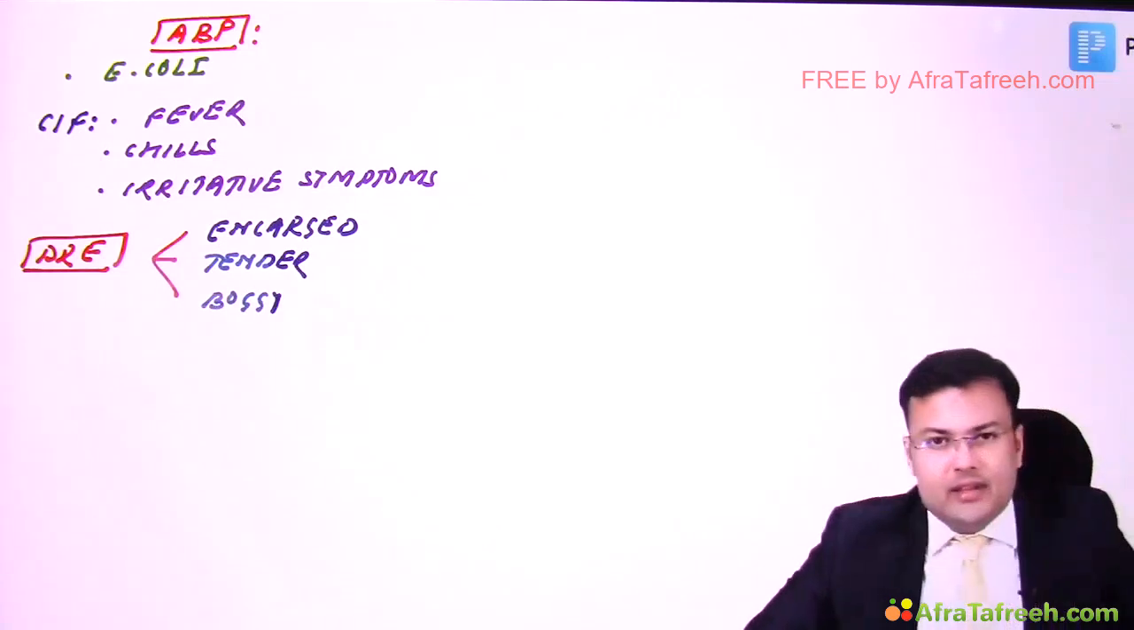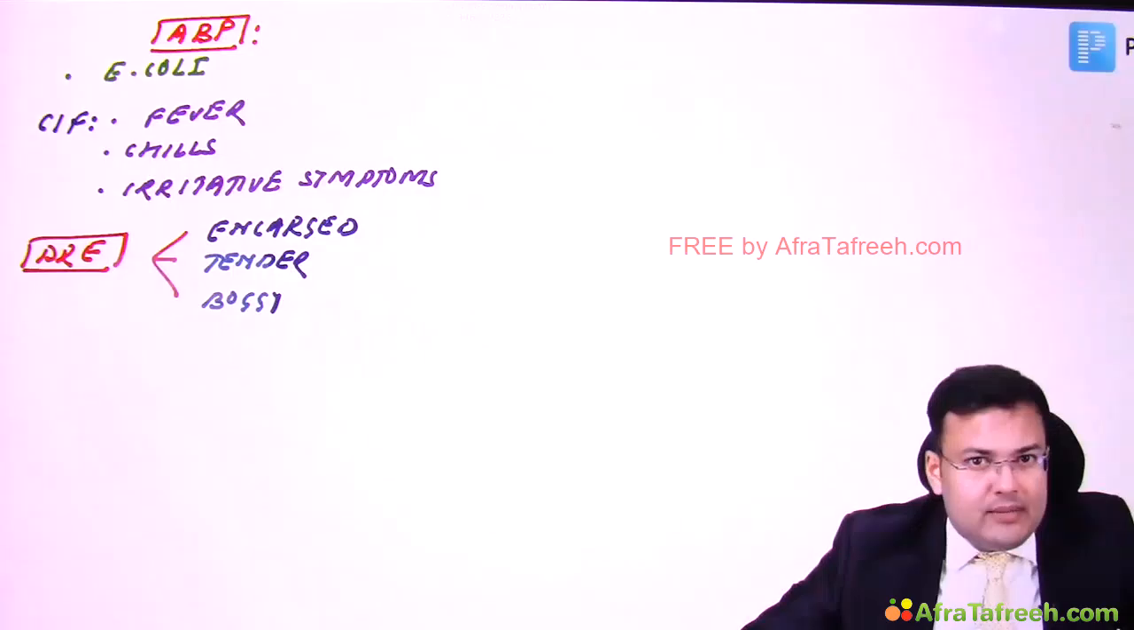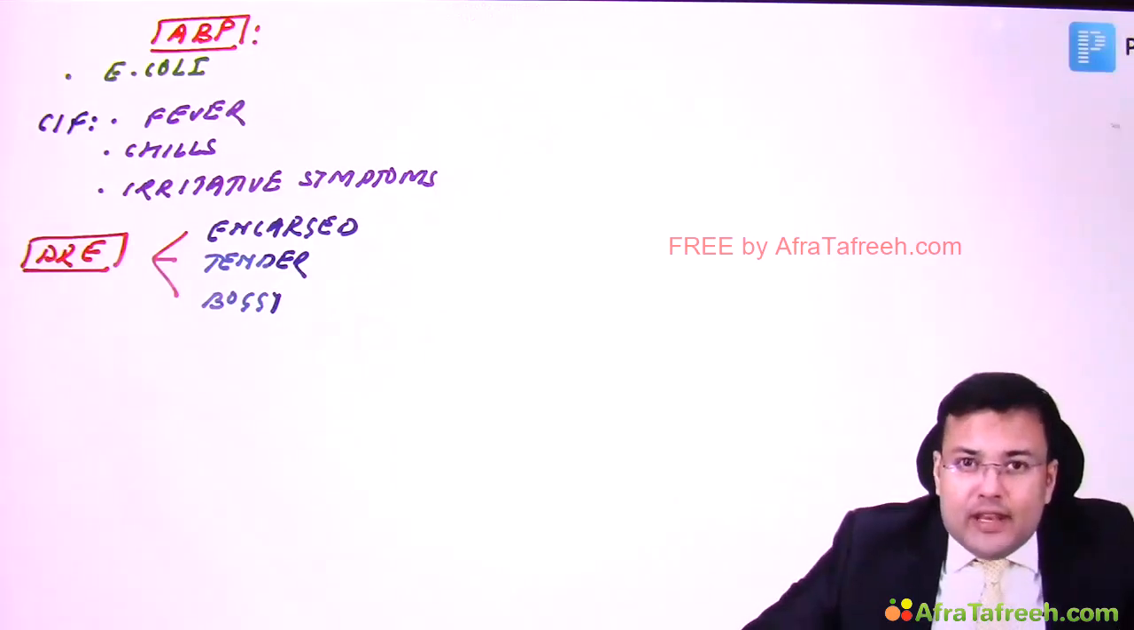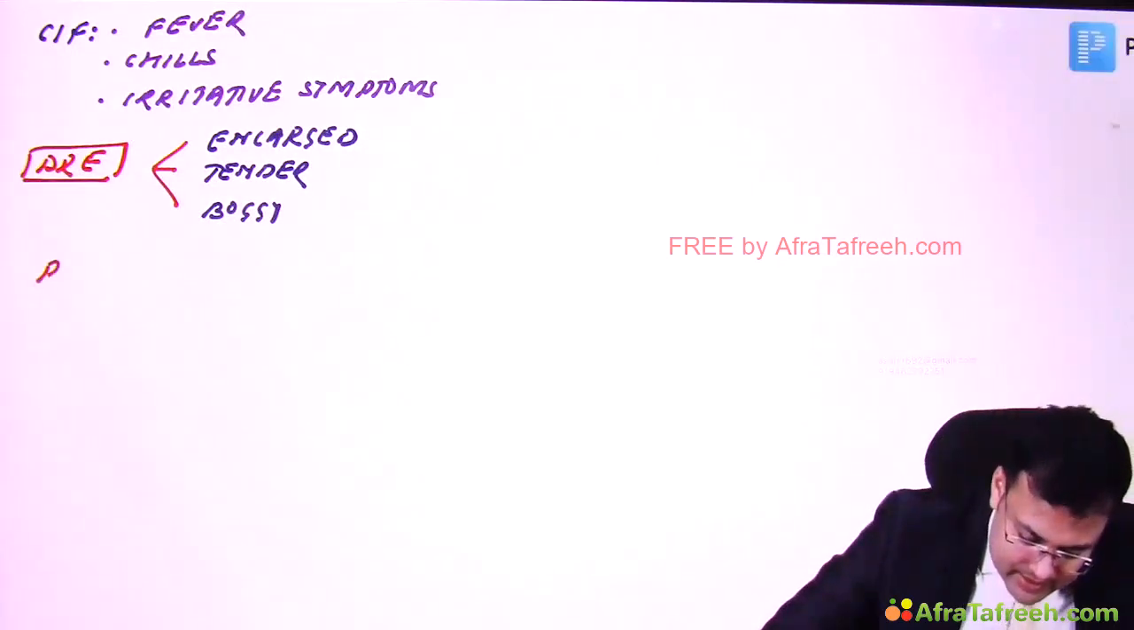Since there is infection, obviously we have to treat the infection with the help of antibiotics. Generally you have seen that in UTI we give antibiotics for 7 to 10 days. But if the patient has acute bacterial prostatitis, the antibiotics are given for a very long duration, and that's 4 to 6 weeks. So here we have to treat it with antibiotics.